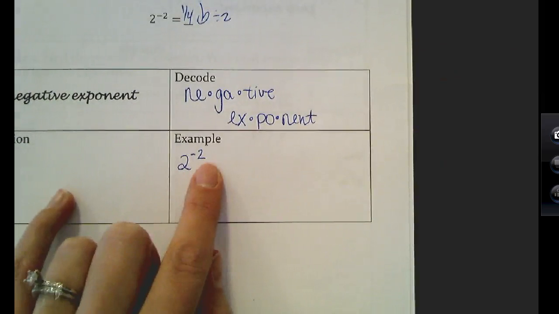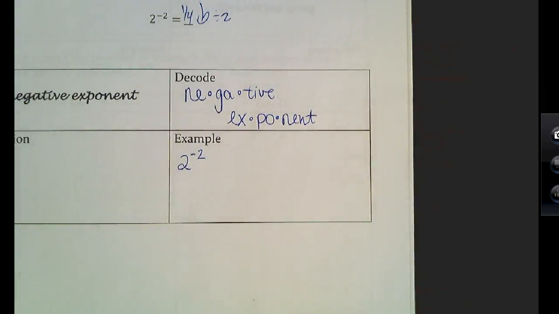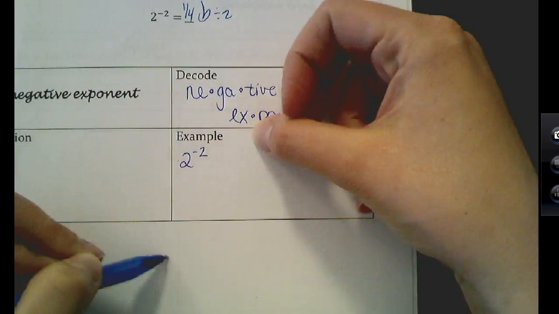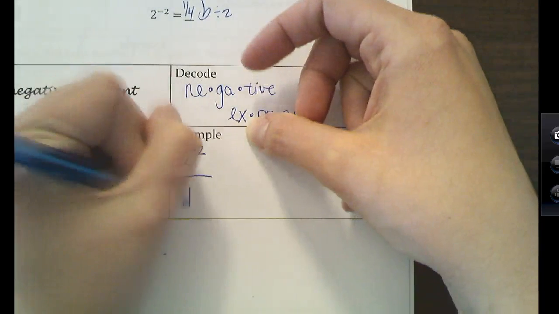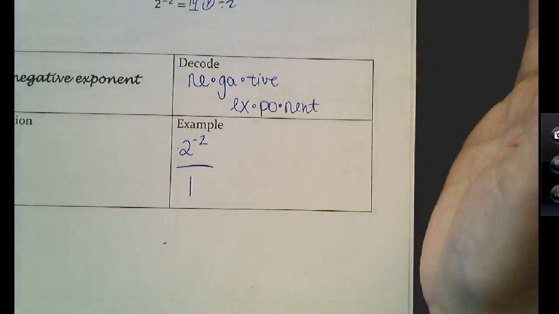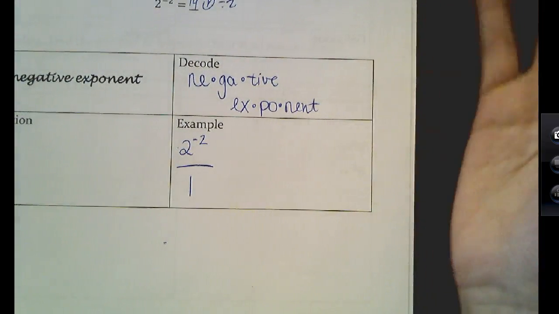Now, we cannot actually evaluate negative exponents. It's not possible to evaluate a negative exponent. So what we have to do is rewrite this so that it has a positive exponent. Well, I'm going to start by writing this as a fraction. And to write this as a fraction, it would just simply be 2 over 1. Or 2 to the negative 2nd power over 1.